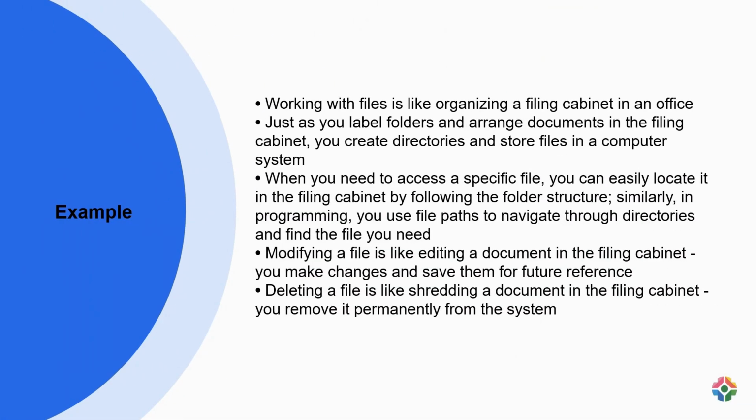Working with files is like organizing a filing cabinet in an office. Just as you label folders and arrange documents in the filing cabinet, you create directories and store files in a computer system. When you need to access a specific file, you can easily locate it in the filing cabinet by following the folder structure. Similarly, in programming, you use file paths to navigate through directories and find the file you need.